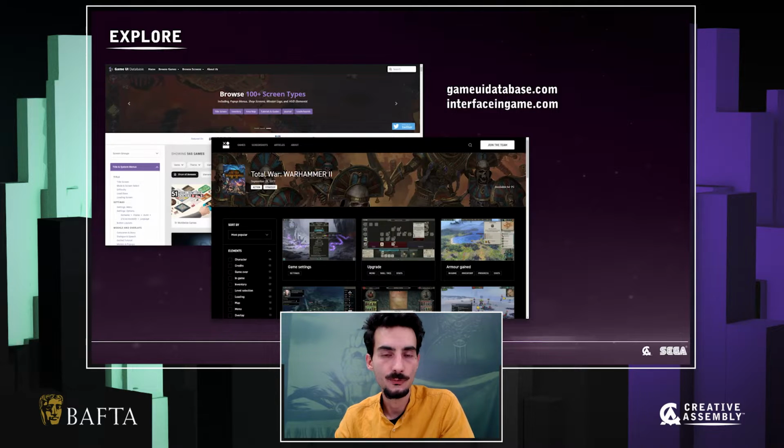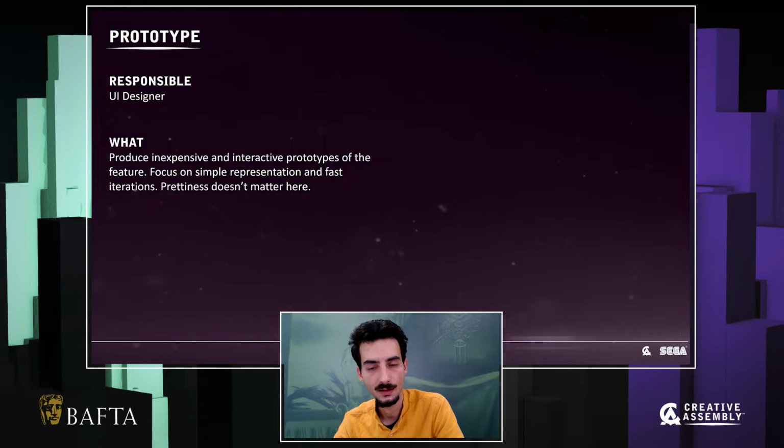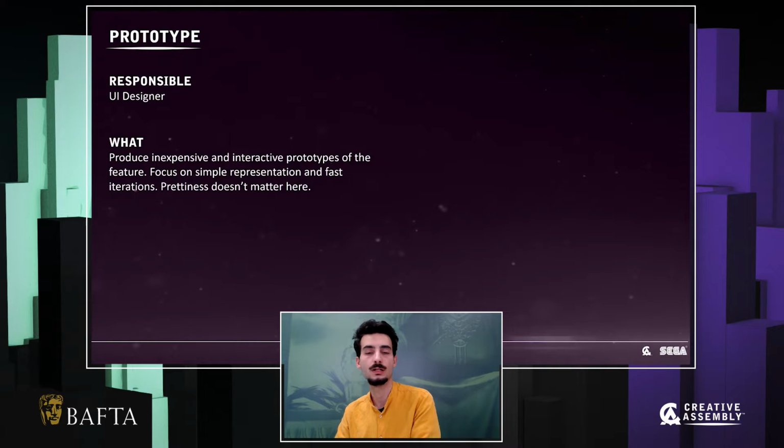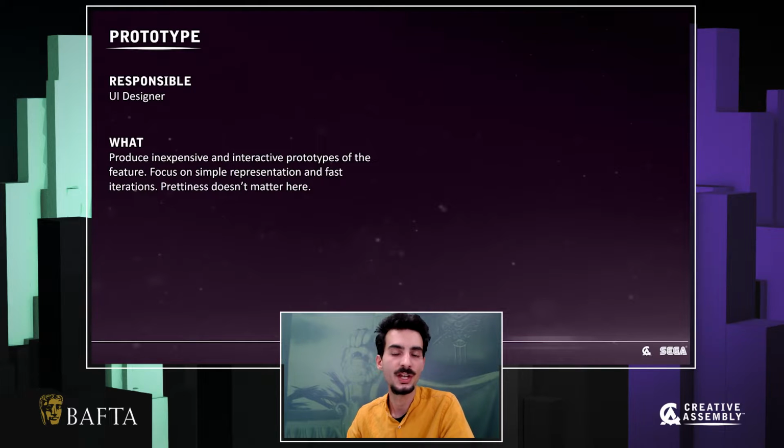After the exploration stage, we go into prototyping. This is again the responsibility of a UI designer. Prototyping is basically producing inexpensive and interactive prototypes of the future. We try and focus on simple representation and fast iterations. Prettiness doesn't really matter here. Prototypes can be done in any prototyping tool such as Adobe XD or Figma or, I don't know, Photoshop files paired with InVision if you want to make your life a little bit more complex and interesting.